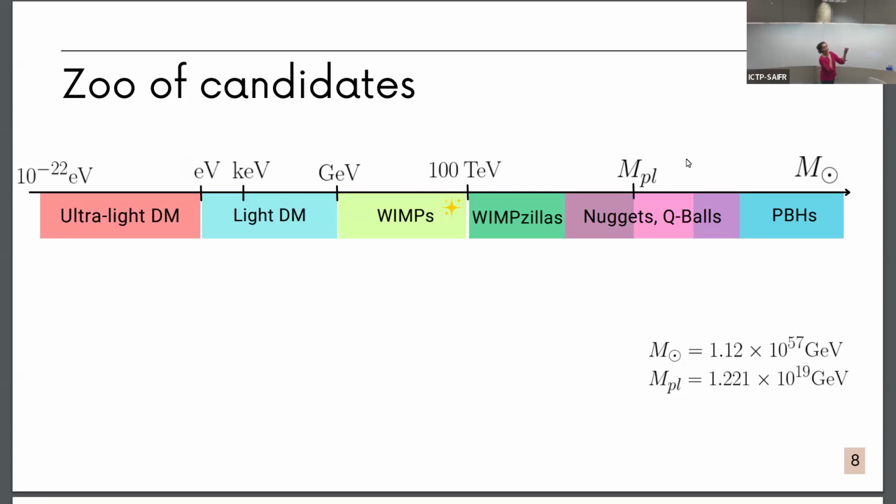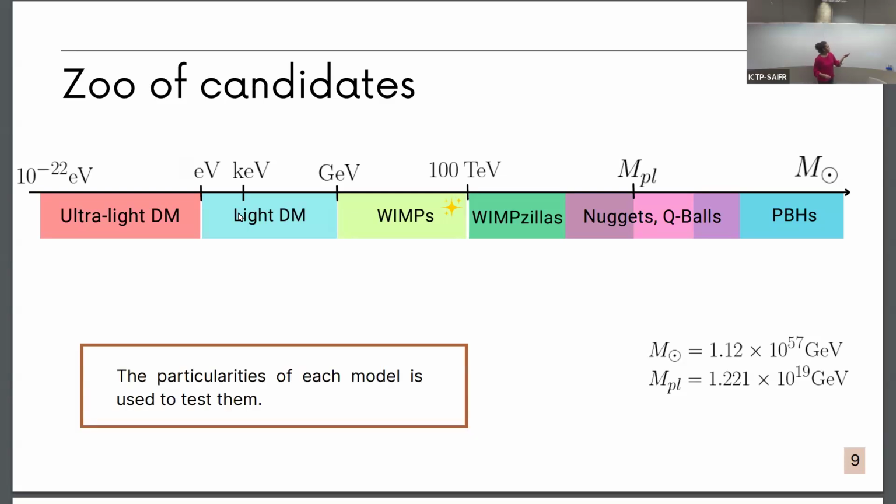And now moving to lighter candidates, we have light dark matter. This is where candidates like the dark sector live, in which the dark matter does not interact directly with the standard model, but the dark matter interacts with a mediator, and this mediator interacts with the standard model. It's been very studied recently. And in the end, we have ultralight dark matter. That's the topic I will discuss with you today.